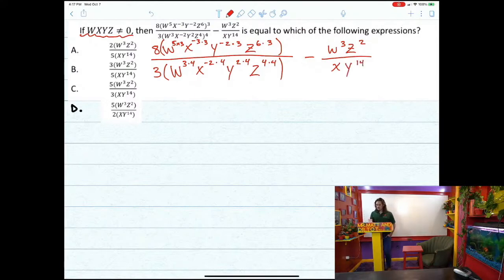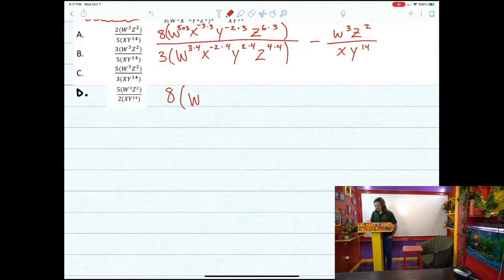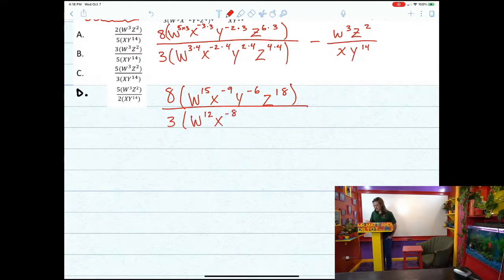So now we can multiply. So this is going to be 8 times w to the 15th, x to the negative 9th, y to the negative 6, I'm just multiplying those exponents out, z to the 18th, quantity divided by 3 times w to the 12th, x to the negative 8, y to the positive 8, z to the positive 16. Okay, so those are just matching up right here. I'll show you where I got these values.